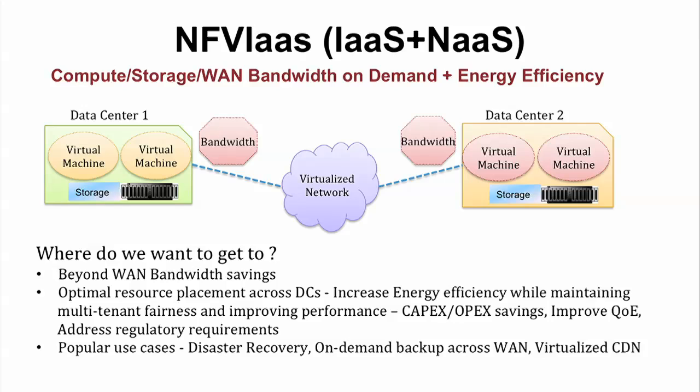And now, with NFV IaaS, I gave you an overview of how compute and storage are still treated decoupled from network. So in this model, let's see where we really want to get to, to extract the combined value. We want to get to somewhere much beyond WAN bandwidth savings and get to a model of optimal resource placement across data centers.